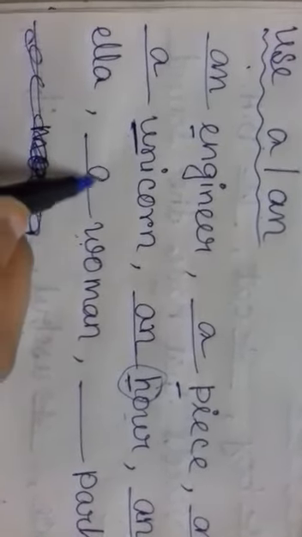Umbrella. Here not U or W sound. So that it will be the simple rule of placing. This is umbrella and U is a vowel. So that an. This is a woman. W is a consonant. So that a. And this is park. P is a consonant. Answer will be a.